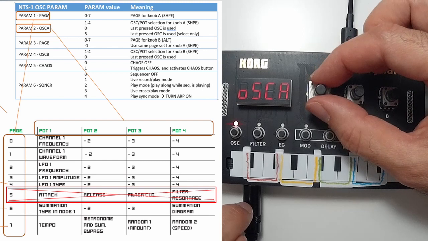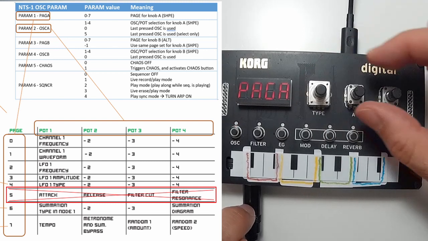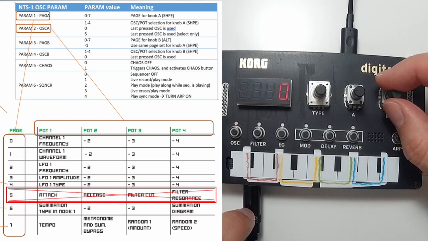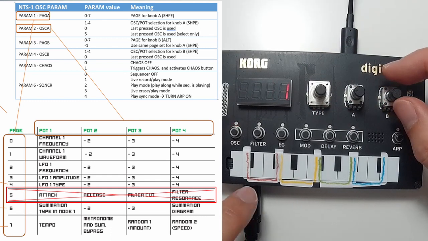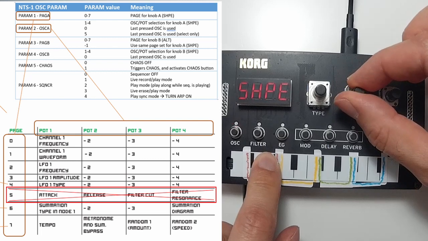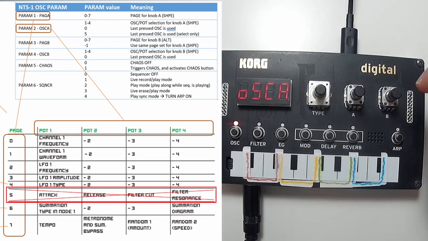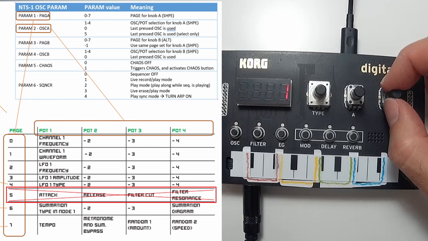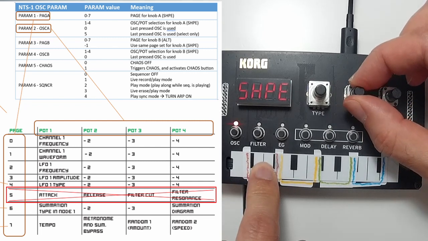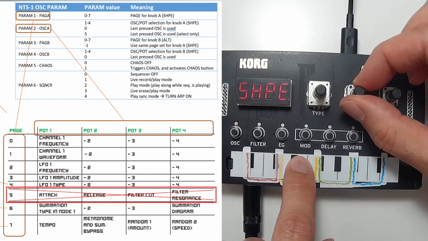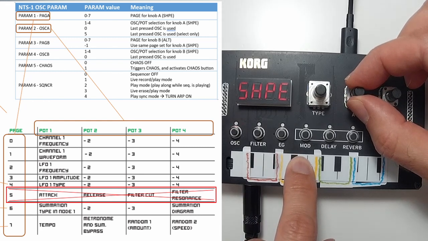For instance, if you select page 0, you'll be changing pitch. And if you select OS1, you'll be changing pitch for OS1. If you select OS2, you change the pitch for OS2, so nothing is changing on oscillator 1, but on oscillator 2, it is changing.